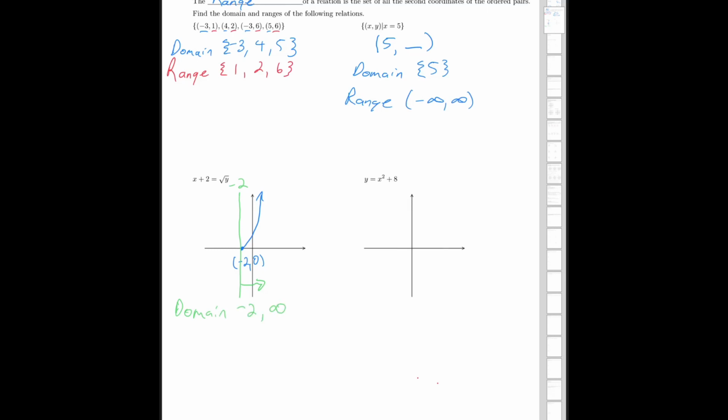-2 to infinity. And if we look closely, we want to include -2, right? Because that point is included. So I'm going to put a bracket at -2, comma infinity.